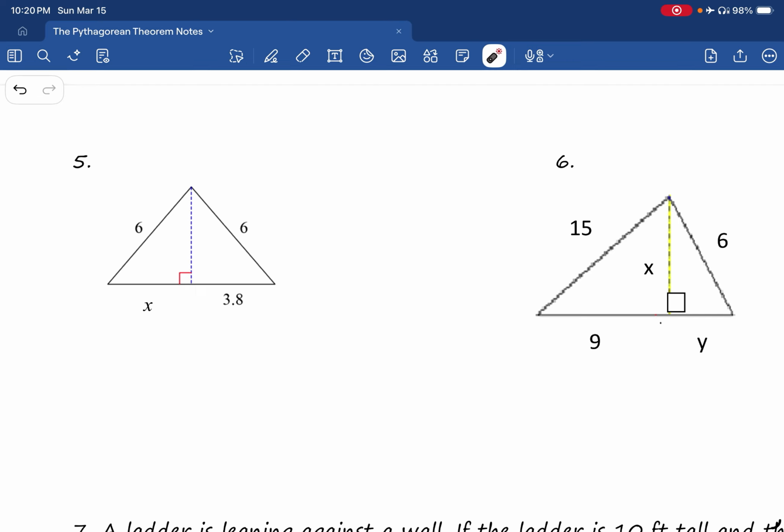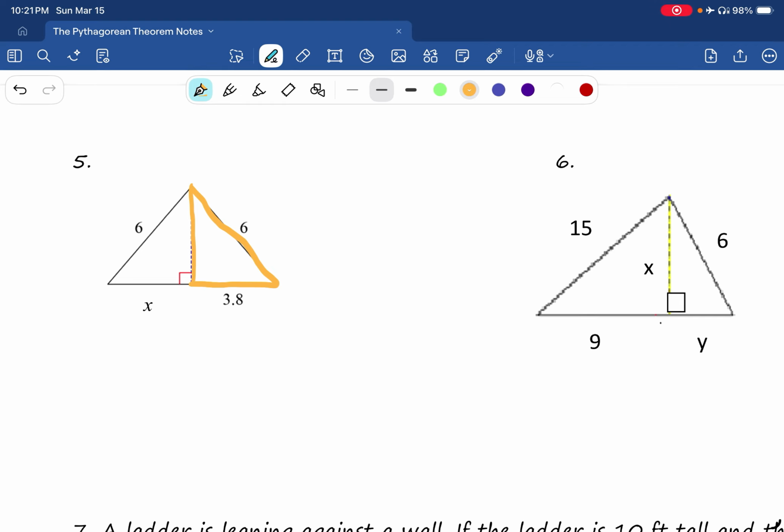So since we don't know that dotted line, we need to find it first before we can find x, because we know this side and this side. So to find the third side of the triangle, you need to have two sides. So if we can find this leg here first, then we can find x. So that's where we want to start. So let's start with the triangle on the right, is what I meant to say. Let's start with this triangle here.